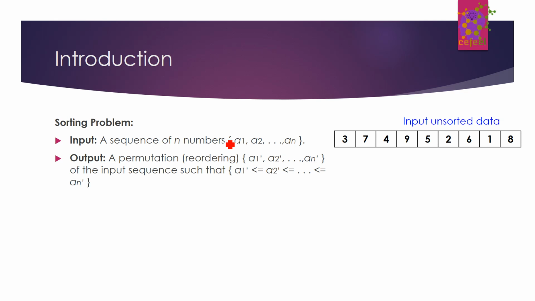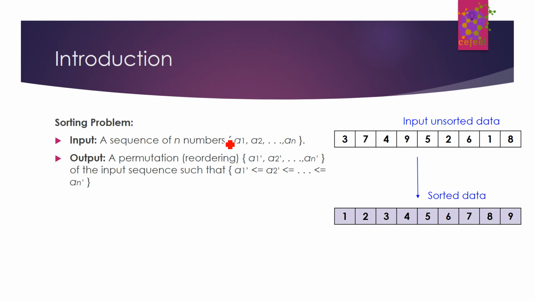So this is how it looks. Let's say we have an input of unsorted data where the numbers are jumbled in some random order, and we apply our sorting algorithm, in this case the heap sort algorithm, and then we output the sorted data, which means the numbers in sorted order. So that is the expectation of the sorting problem.